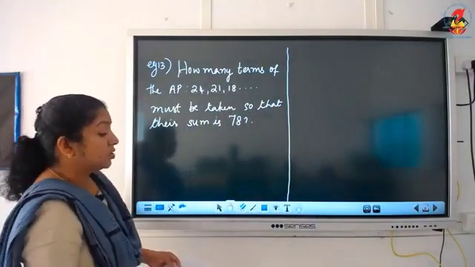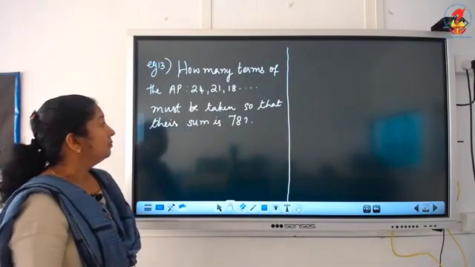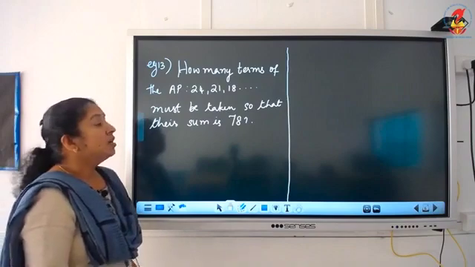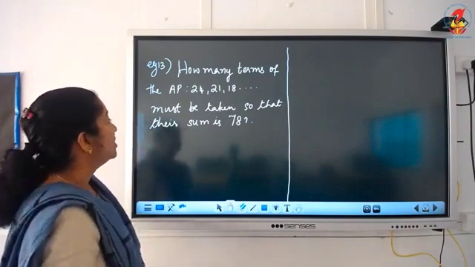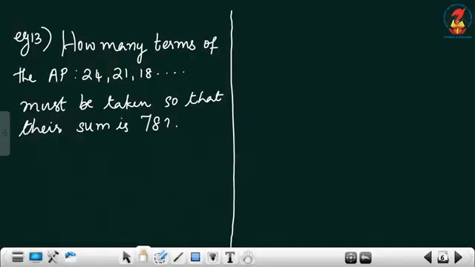Then sixth question, example 13. How many terms of the AP 24, 21, 18, etc. must be taken so that their sum is 78? How many terms means we should find n.